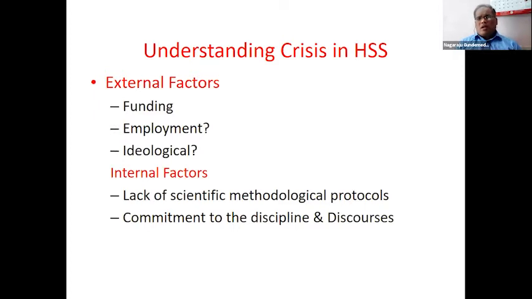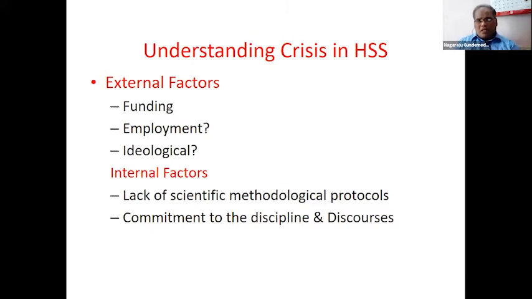So somewhere along the line, there is a feeling among the policy makers that the output of the social sciences and humanities is very, very less. And also that's why they don't deserve much funding. That is the basic assumption of the policy makers as well as the educational administrators, right?